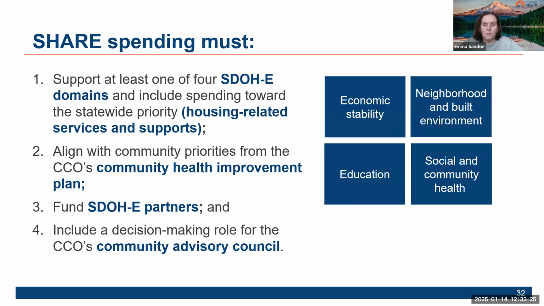So the SHARE spending is a portion of the profit of the coordinated care organization, a proportion of the funds available to the coordinated care organizations that are required to be spent, and they are focused on 4 domains: economic stability, neighborhood and built environment, education, and social and community health. And we really worked with our community to ensure that these were the appropriate needs. So we've been working with a variety of community partners and community boards and organizations to develop these particular areas of focus, as well as our social determinants of health and social determinants of equity partners and partnerships, and really focus on including the community in those definitions that we have developed. Next slide.